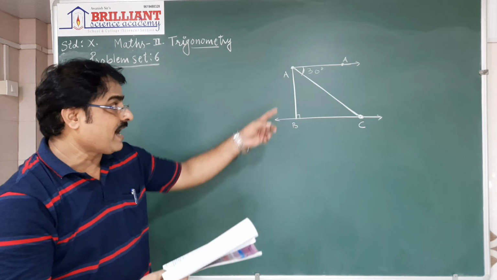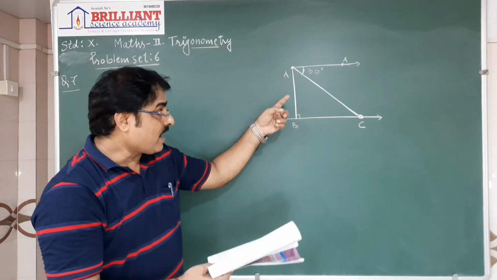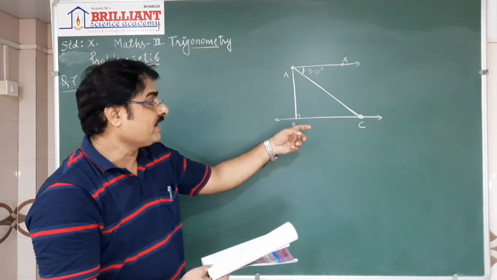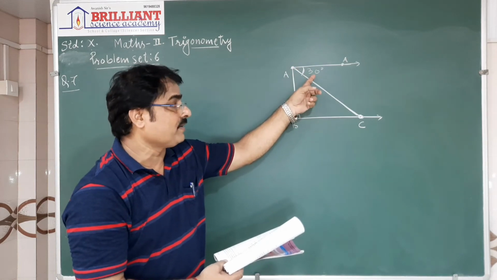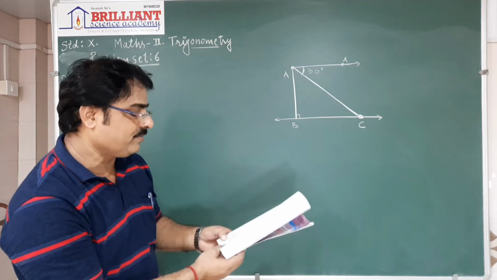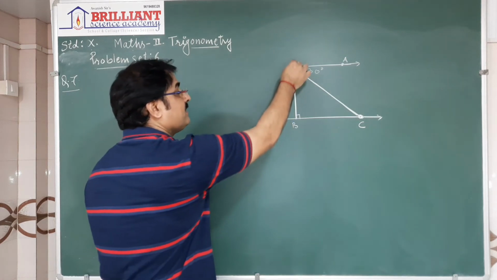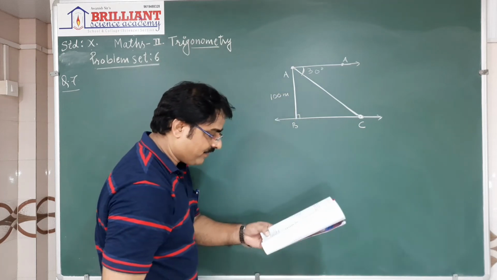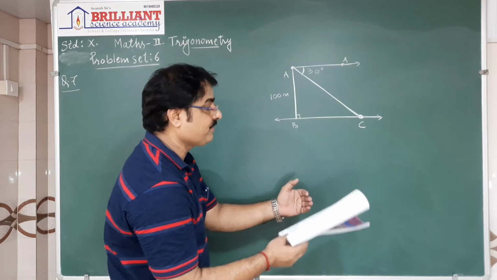From the top of the lighthouse, यहाँ से कहाँ से? From point A से. An observer looks at a ship. Ship कहाँ पर है? Point C पर है. Making an angle of depression of 30 degrees. Angle of depression कितना बना रहा है? 30 degree बना रहा है. If the height of the lighthouse is 100 meters, the height of the lighthouse is given. This is the lighthouse, its height is given as 100 meters. Then find how far the ship is from the lighthouse.